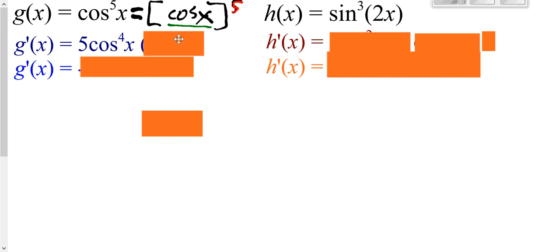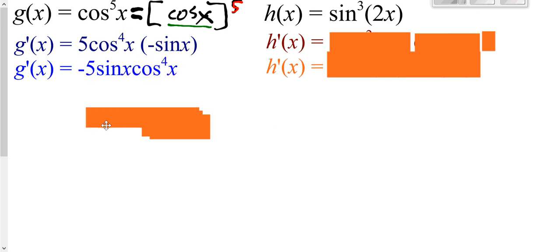Derivative of cosine is negative sine. Well, now we just have the parentheses times this. We can just write it as a negative sine x cosine to the 4th.